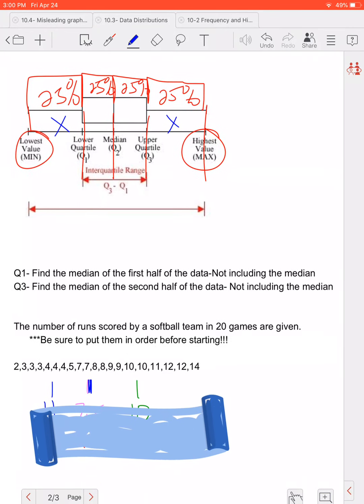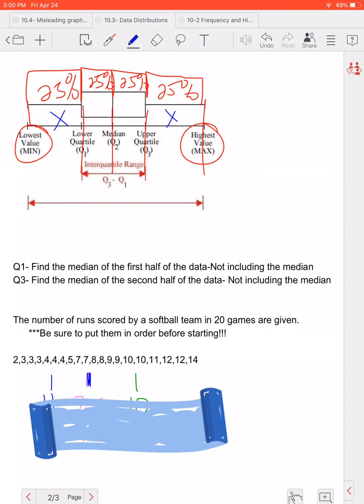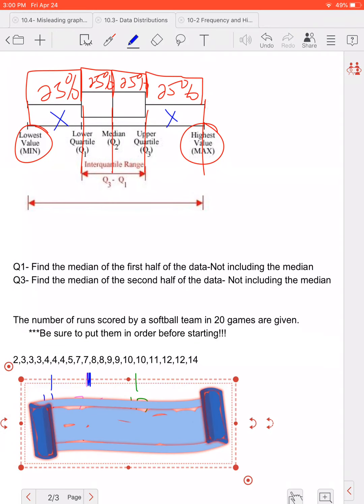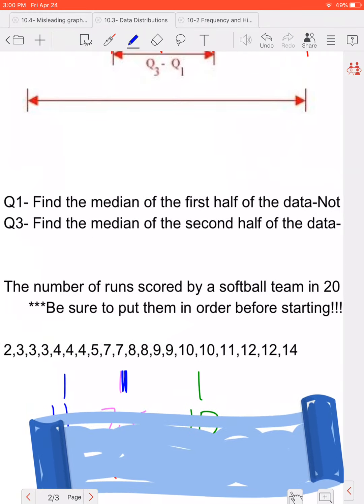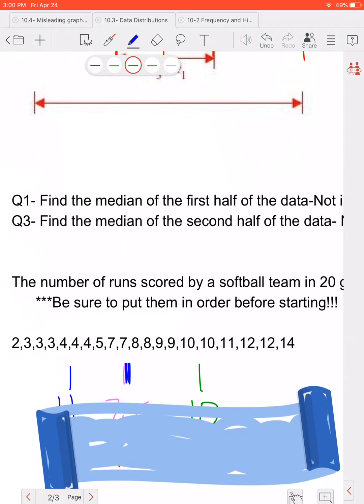Okay, so the Q1 is the median, or the middle of the first half of the data, not including the median. And Q3 is the median of the second half of the data, not including the median. Okay, so we have to find Q2 first, which we also call our median. So we've looked at softball scores here. There are 20 scores, and I put them in order already for you, but you should always double check that. We're going to find the middle number.